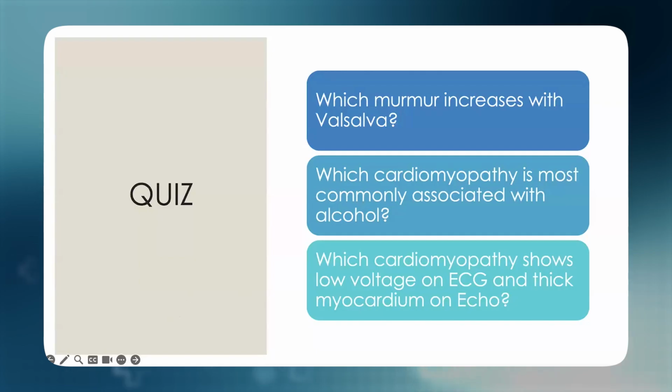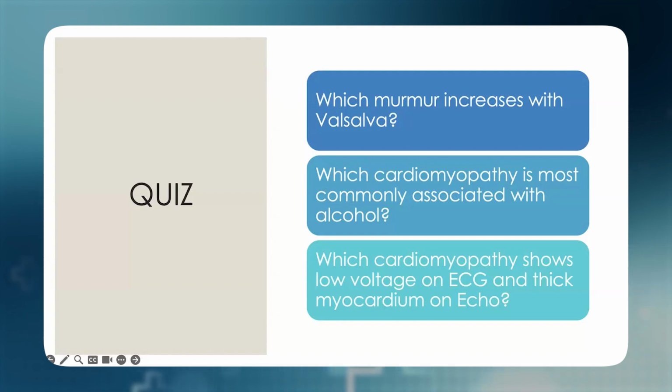Number two, which cardiomyopathy is most commonly associated with alcohol? Which is the phenotypic type of alcoholic cardiomyopathy? Is it HCM, RCM, DCM? What is it? Non-compaction? DCM, correct. So DCM is the correct answer, dilated cardiomyopathy.